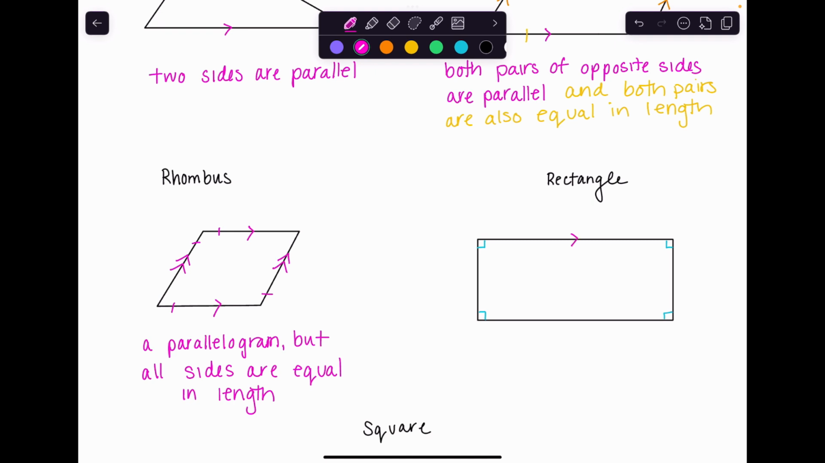So these sides across from each other are parallel, and so are these two. Okay? And then likewise, these sides are equal in length. These sides are equal in length. So it fits the criteria for a parallelogram. But it also has the distinction that all interior angles are 90 degrees.